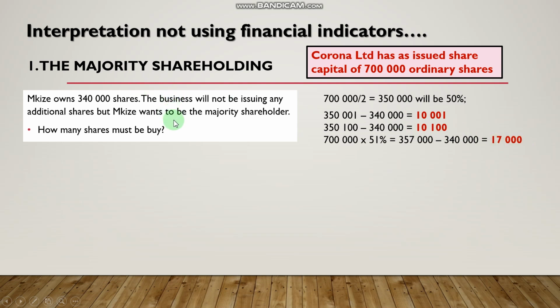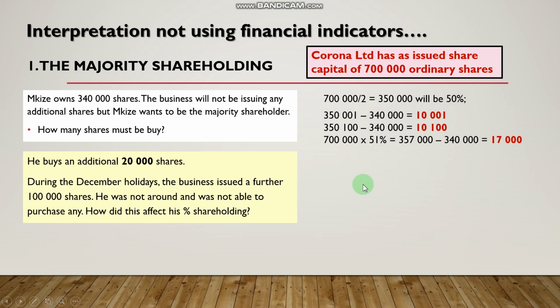Now you might be wondering, the business will not be issuing any additional shares, so how can he buy these shares? He can buy them at the stock exchange. Remember, the stock exchange is where shares are bought and sold. He buys it from other people who have shares in the company and they don't want to be shareholders anymore, and that's how he can increase the number of shares that he owns in this company. That will make him a majority shareholder.